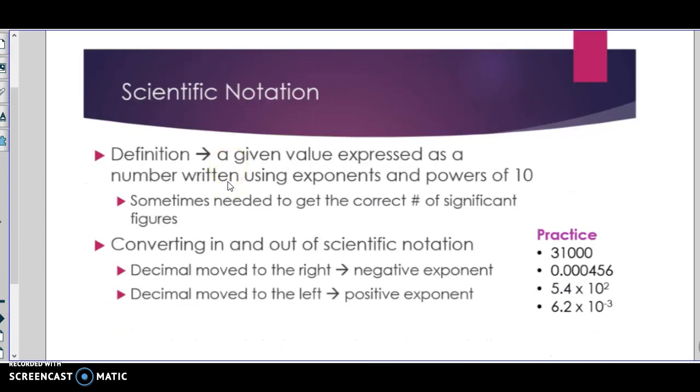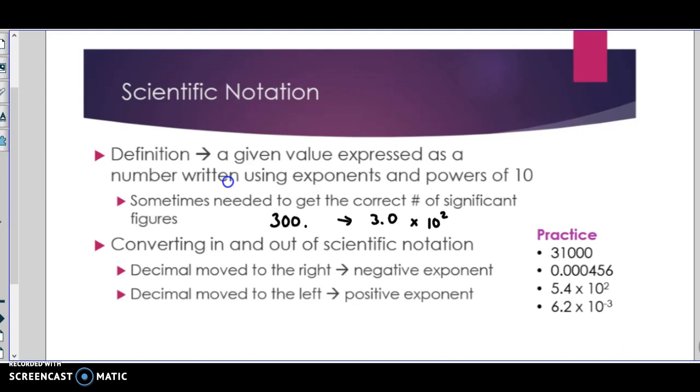Scientific notation is using times 10 and powers of 10. Sometimes it's necessary to get the correct number of significant figures. For example, on the last slide, the answer we got was 300. Currently, that's only 1 significant figure. We need it to be 2. Well, if I put a decimal at the end, it's now 3. So instead, I have to put it into scientific notation, 3.0 times 10 to the second, to get it correct.